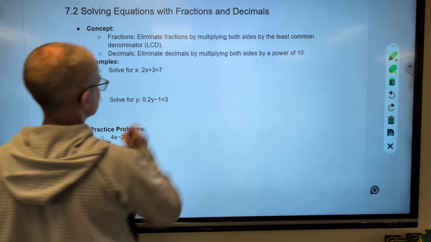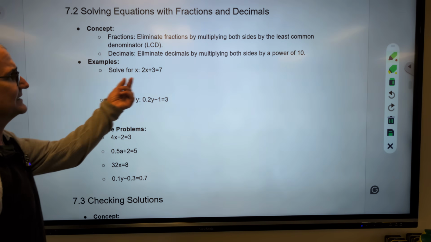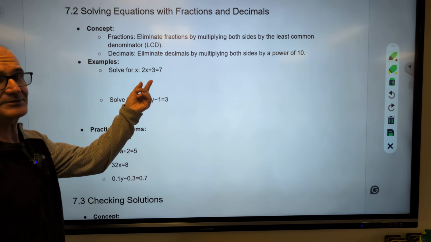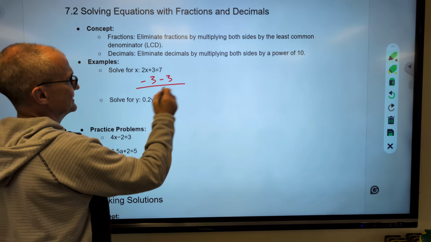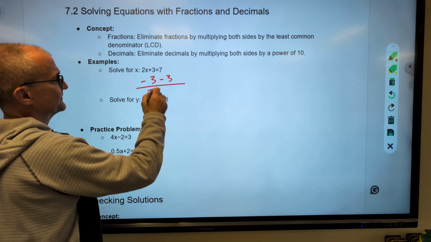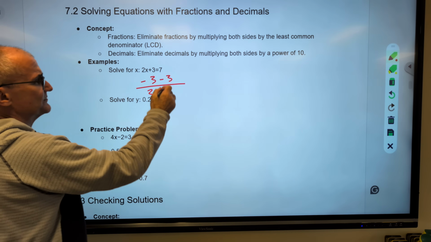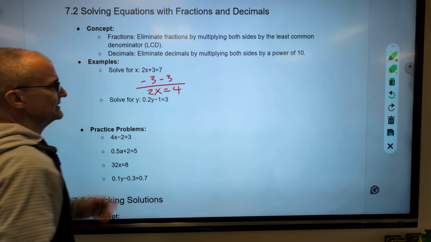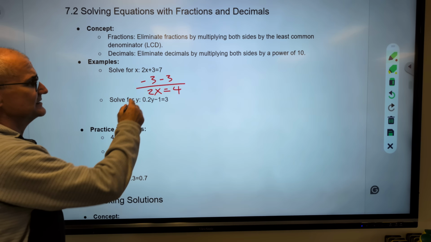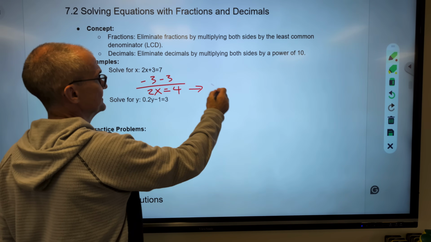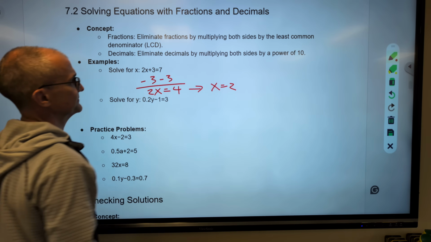So I'm trying to get that x by itself. I can't divide yet because I got that 3 there. So I'm going to subtract 3 from both sides. That's going to give me 2x. 3 minus 3 cancels. 7 minus 3 is 4. Now I am multiplying. I have to reverse by dividing. Divide both sides by 2 and get x is equal to 2.